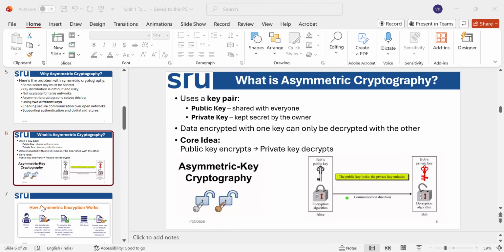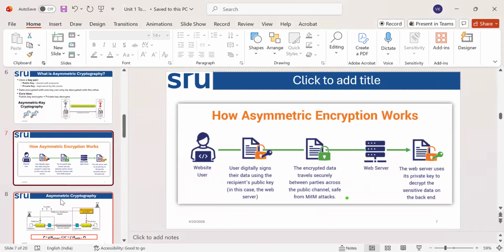We understood what asymmetric cryptography is. Now let's come to how asymmetric encryption works. We also covered that it has two keys, not a symmetric one but an asymmetric one, and it works with the public key and private key. Now, how does asymmetric encryption work?